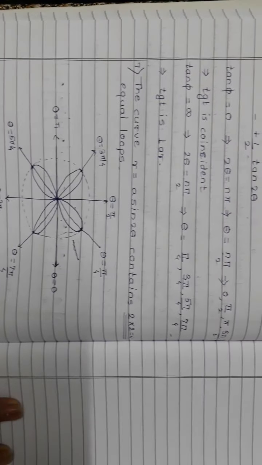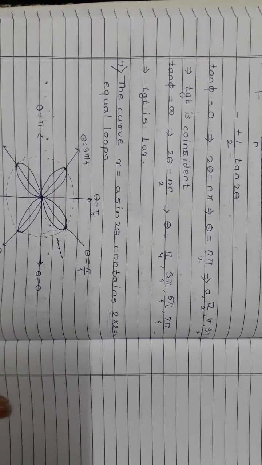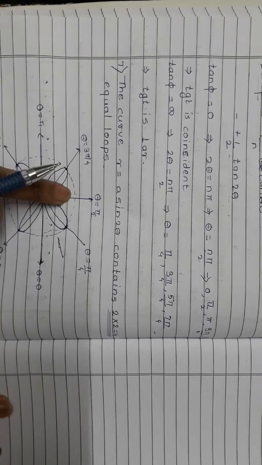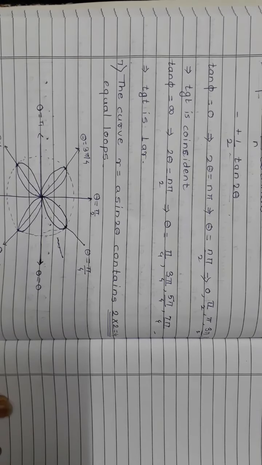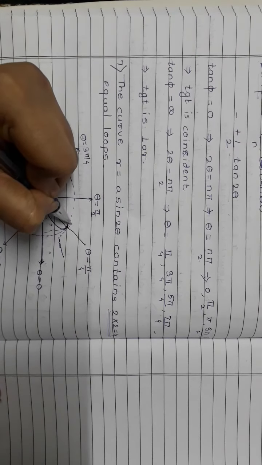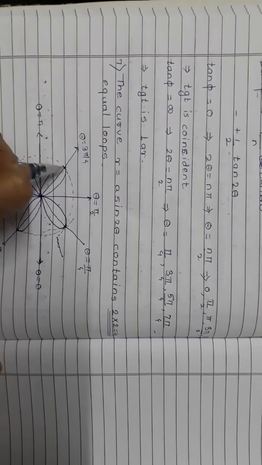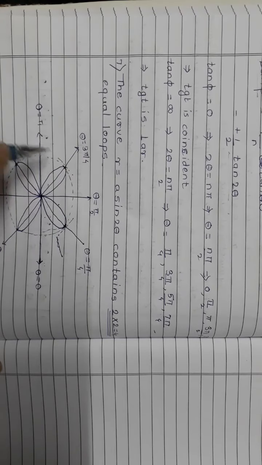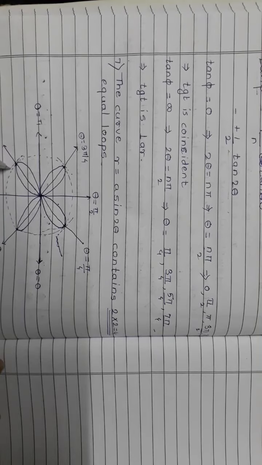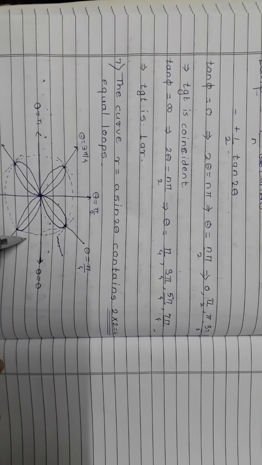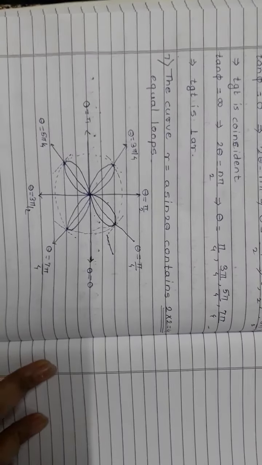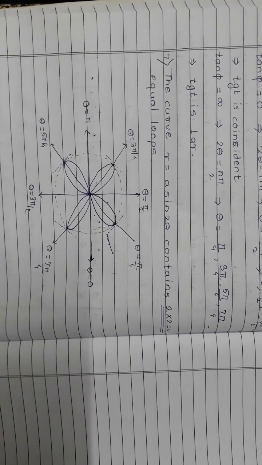Then what about tangent? When theta is 0, tangent is coincident, and at pi by 2, 3 pi by 2, tangents are coincident, and at pi by 4 it is perpendicular, so it should be like this. Then at 3 pi by 4 it is perpendicular, so it should be like this. Then at 5 pi by 4 it is perpendicular, and at 7 pi by 4 it is perpendicular. So there are 4 tangents. So this is the required curve.